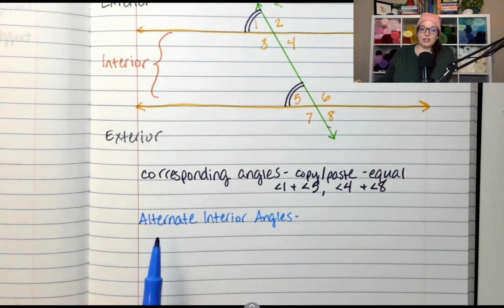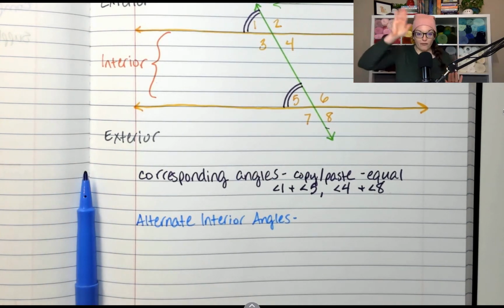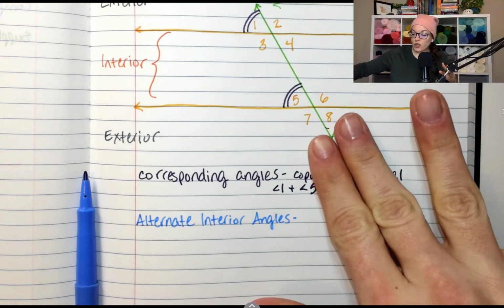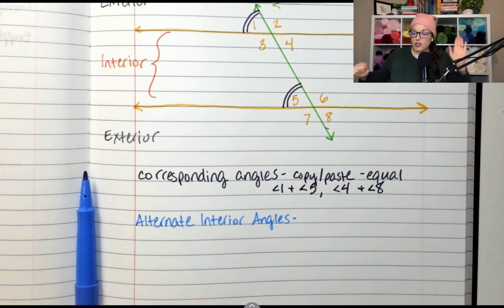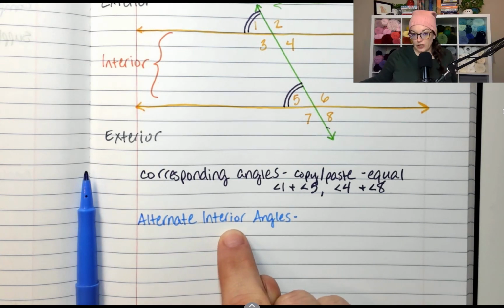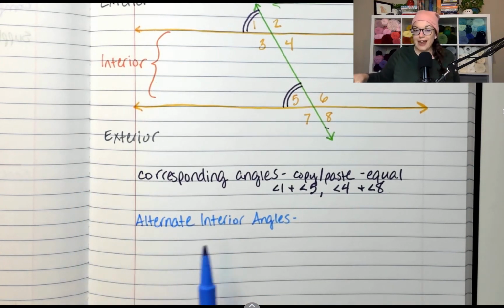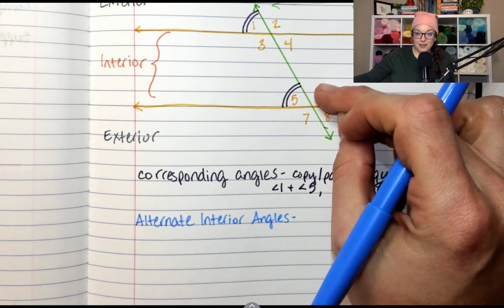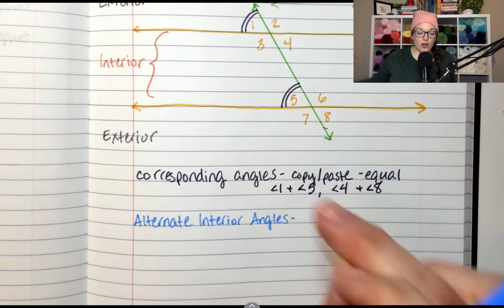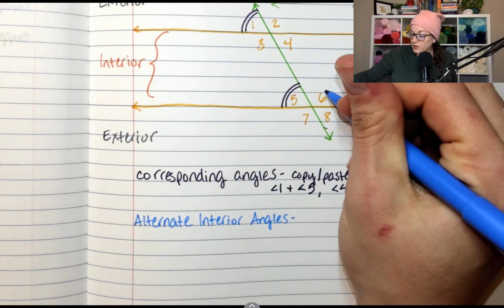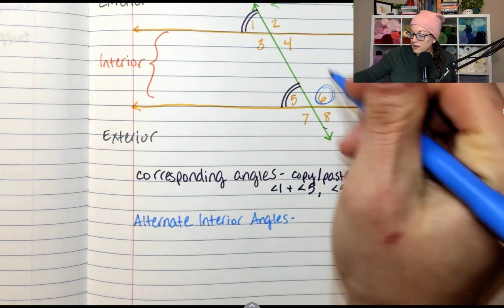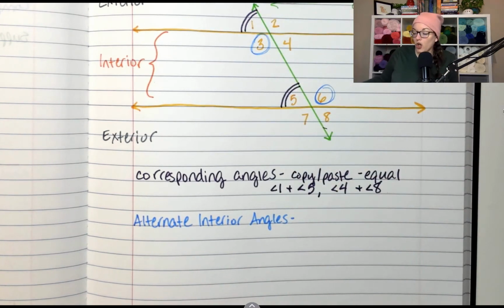So, alternate, when you step and you alternate feet, left foot, right foot, left foot, right foot. Imagine you're going to walk down this transversal. So, we need a left and a right. We need them to be interior. So alternating interior angles. If I put my right foot on the 6, my left foot is going to fall on the 3. So 6 and 3 are alternate interior angles.